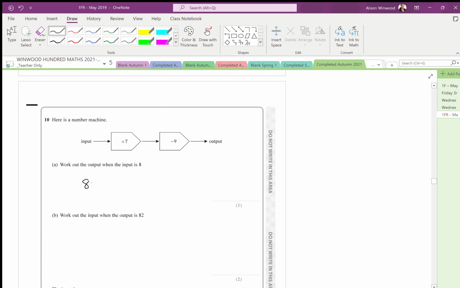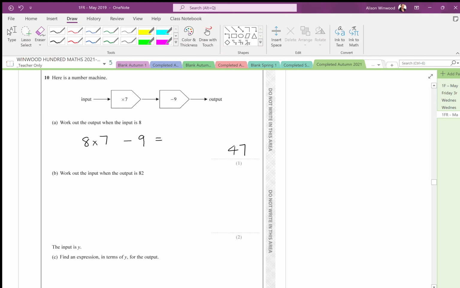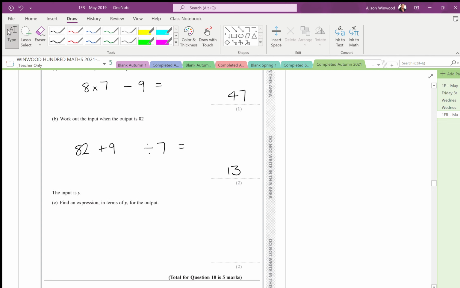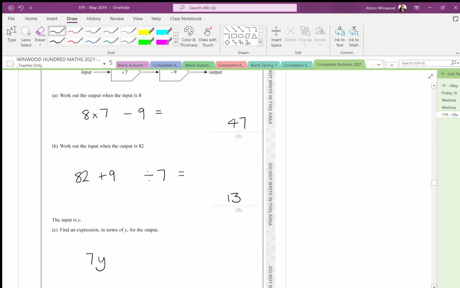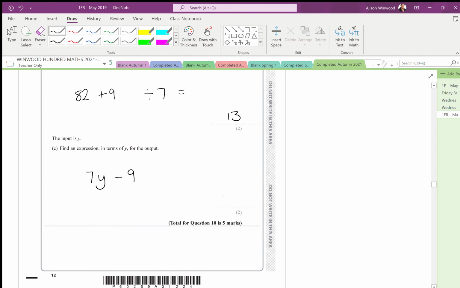So 8 multiplied by 7 and then subtract 9 is 47. Going the other way, 82, I've got to add 9 and then divide the answer by 7. Gives me 13. So y multiplied by 7, that gives me 7y, and then I subtract 9. So 7y subtract 9.